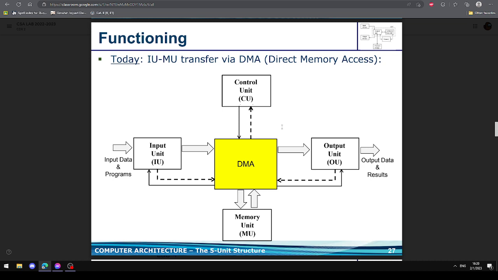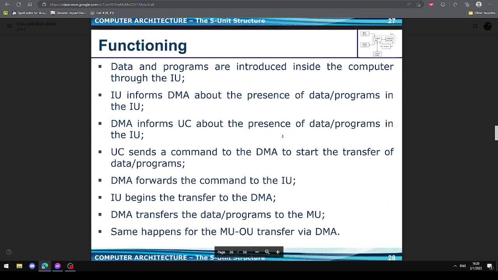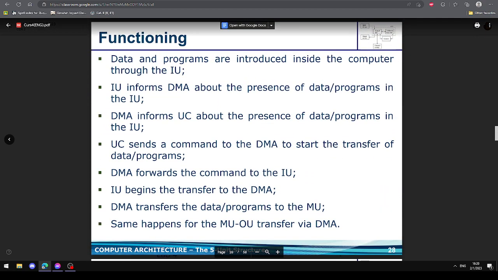Functioning. IU and MU transfer data via DMA, direct memory access. Data and programs are introduced inside the computer through the IU. IU informs DMA about the presence of data and programs in the IU. DMA informs the control unit about the presence of data and programs in the input unit.